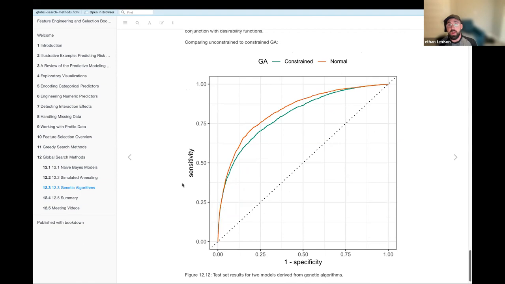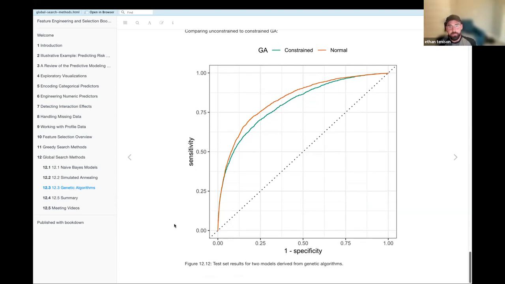And so here's a comparison between the constrained model, so the model where you include the penalty for predictors, and that without. So you can see that the constrained model is a little worse, but it can make up for that with performance increases. Because genetic algorithms generally can take a lot more time.